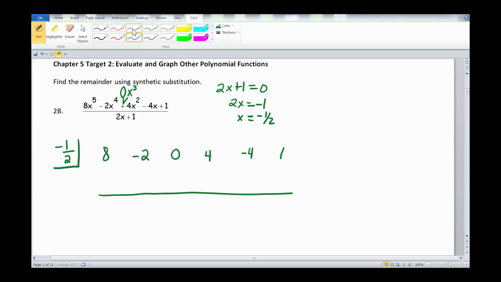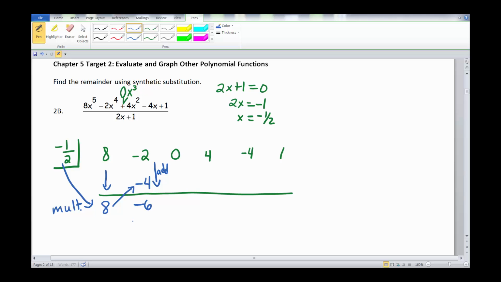And now we're ready to use our synthetic substitution. For the first number, we're going to drop in the 8. And then, as always, we're going to take the number inside of our box and multiply it by the number underneath our bar. So negative 1/2 of 8 comes out to be negative 4. And then we place that underneath the next number. Always adding going down. We have negative 2 plus negative 4, that gives us negative 6.